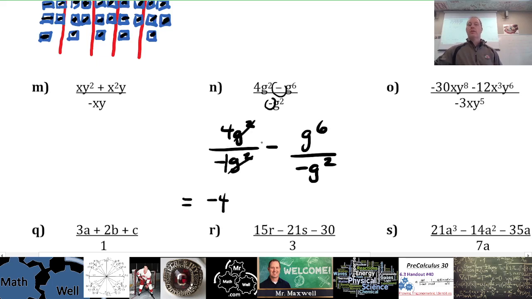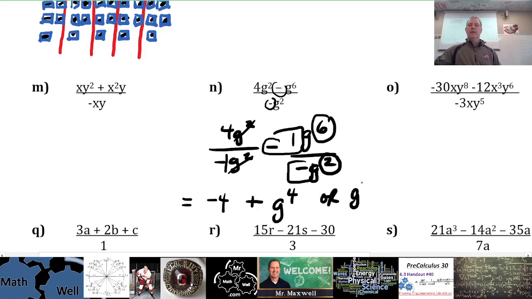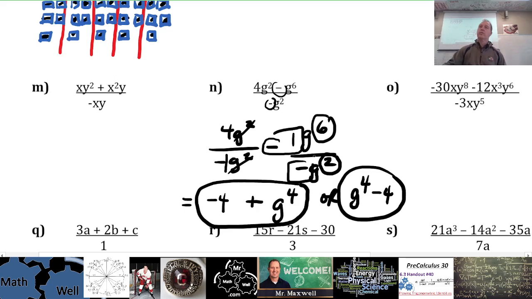Well, all the g's are gone. So it's going to be just negative 4. And now this one is going to be a negative 1 divided by a negative 1. So that's going to be plus. And it's going to be g to the power of 6 minus 2, or g to the power of 4. So you can write it just like that, or you can also write it as this, g to the 4 minus 4. So both are acceptable, no matter which order you write that.